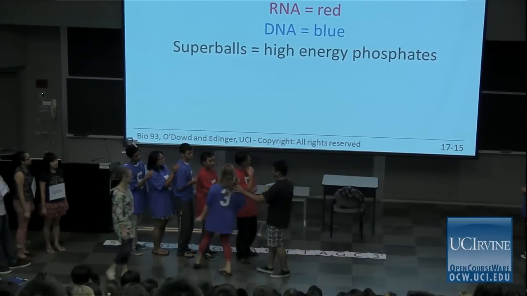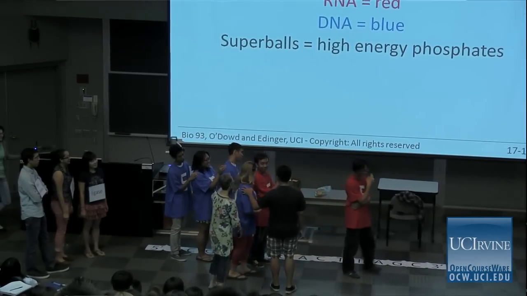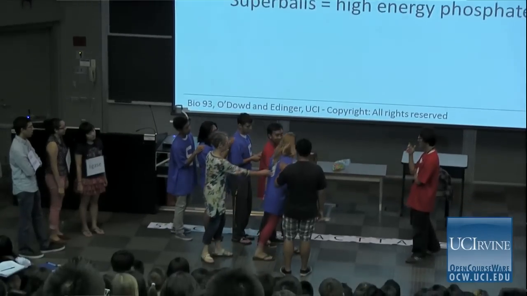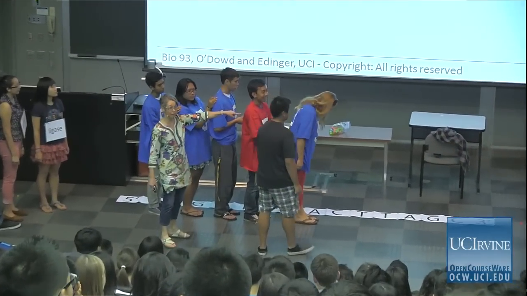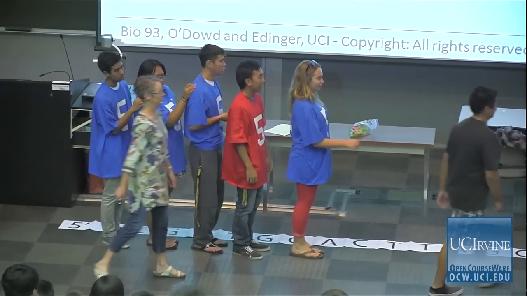Yep, rip him out. See ya. Okay, now you don't have the energy. You only have a single phosphate. Good. Drop your arm. Okay, and you go. Okay. Next, there would be a DNA nucleotide in front of her that she'd be bonding to. We don't have that many people. Next.